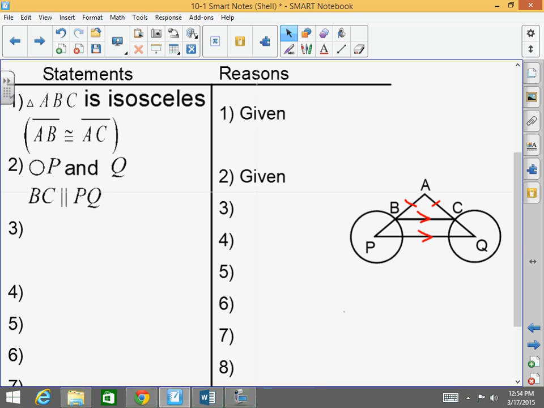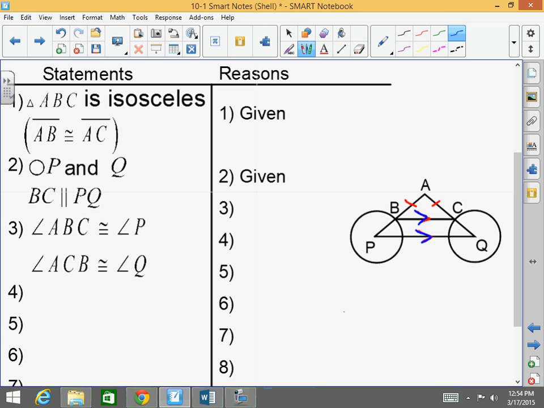Angle ABC is congruent to angle ACB. Yeah, that is true. I don't know if it's the next one right off the bat though, but I think you're pretty on track. You're going the right way. What we want to see immediately is that if BC is parallel to PQ, then this guy is congruent to this guy, and this guy is congruent to this guy. Why? Because corresponding angles are congruent.